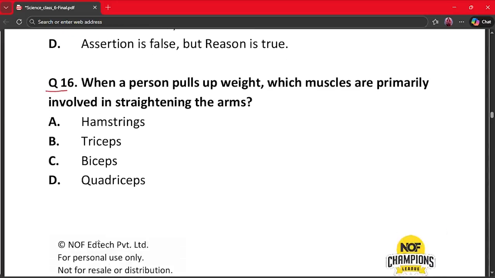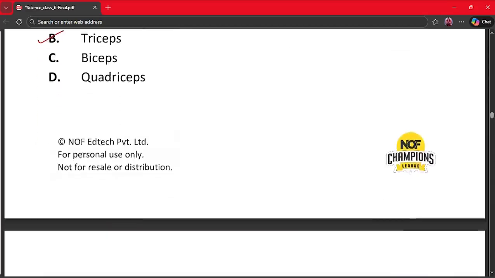When a person pulls up weight, which muscles are primarily involved in straightening the arms? A. Hamstring, B. Triceps, C. Biceps, and D. Quadriceps. Here the correct answer is option B, that is triceps. So biceps help in bending the arm and triceps help in straightening the arm. Pulling up a weight needs arm extension. This action uses triceps, hence triceps is the correct answer.